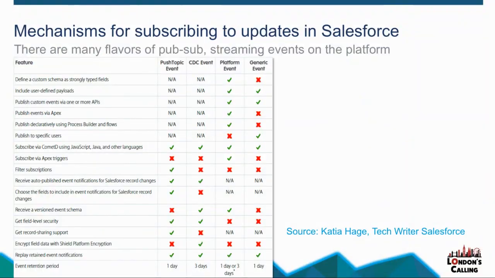And this is just a chart ripped from Salesforce help docs. But these are basically kind of the pros and cons of the different mechanisms. So, you know, how do you choose? Do I use a push topic? Do I use platform event? You can kind of look, there's one here, subscribe via Apex triggers. If you want to do that, you have to use a platform event. So you can see this matrix is kind of all over the place. All these technologies have different strengths and weaknesses.